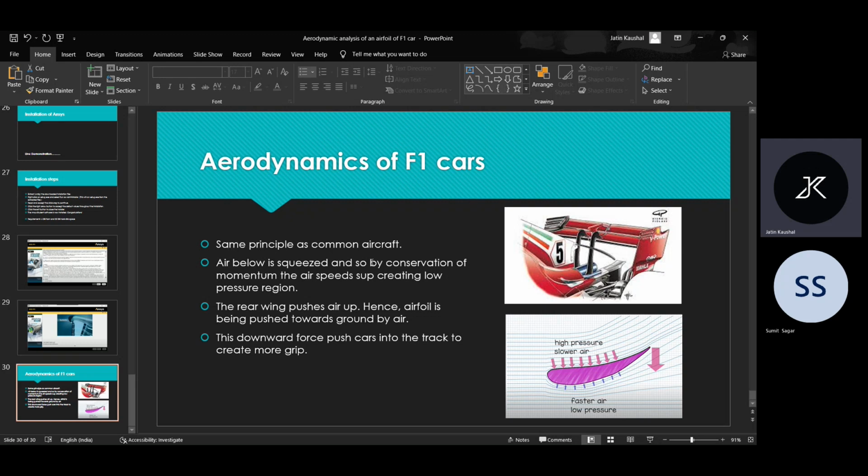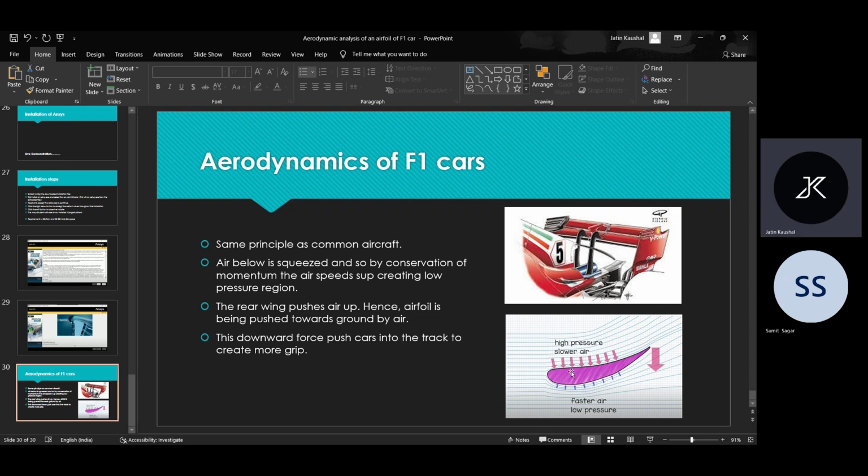It follows the same principle as a common aircraft that we just learned, how the lift and drag are generated, what the equations are. Air below is squeezed, and so by conservation of momentum, the air speeds up, creating a low pressure region. In the aircraft airfoil, we saw that the lower pressure region is at the upper surface, but in the F1 airfoil, it is at the lower surface. The low pressure region is below, and the high pressure region is above.